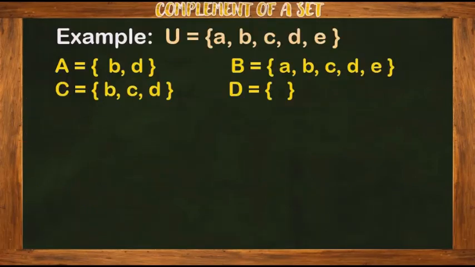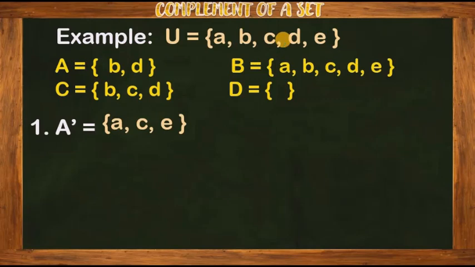Okay, let's have more examples. Given the universal set A, B, C, D, and E, I have here 4 different sets: set A, set B, set C, and set D. Let's answer the first one. What is the complement of set A? Going back, these are the elements of set A: B and D. When you say complement, not the elements of set A. Going back to the universal set, remove the elements of A, which are B and D. What is left are A, C, and E. Therefore, that is the complement of set A, given these sets and this universal set.